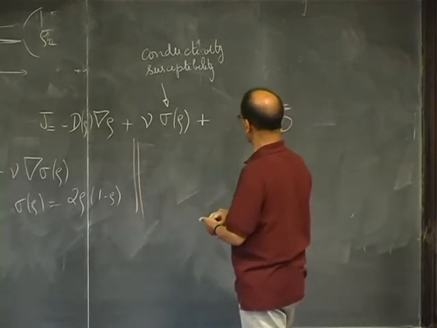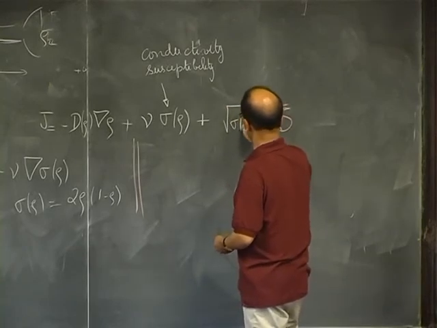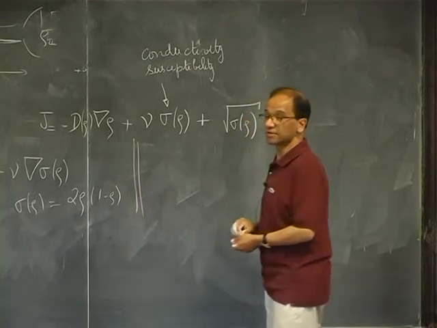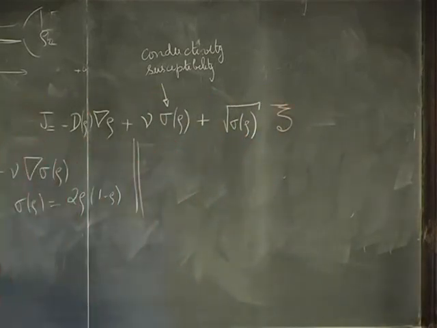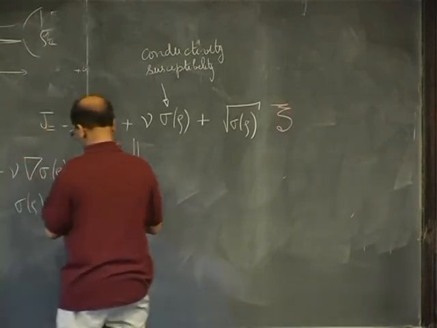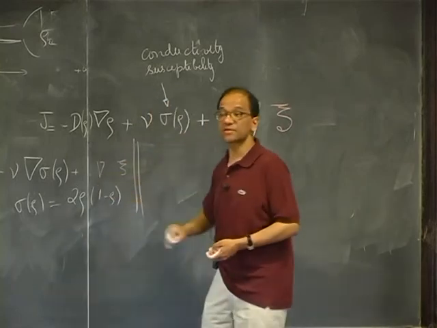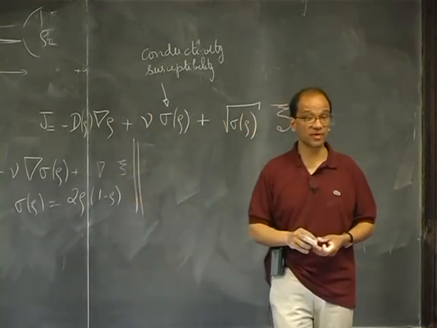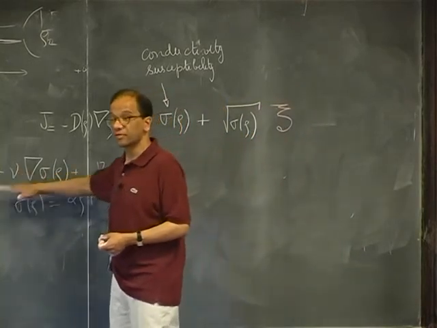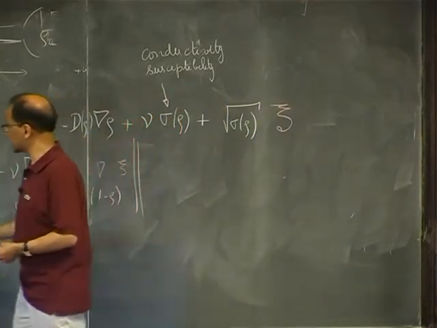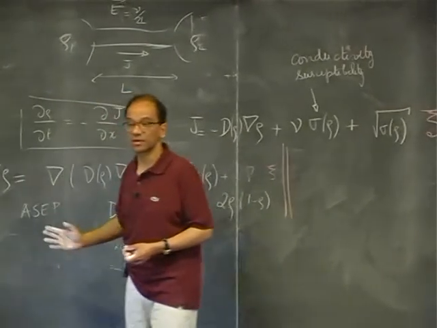To this current, there's a Gaussian noise contribution with an amplitude given by the same susceptibility, which is here. So now your equation will have a stochastic term. You all learned about Langevin equations. So it will be a Langevin PDE with gradients and so on. It will be a kind of Langevin heat equation, a nonlinear heat equation.